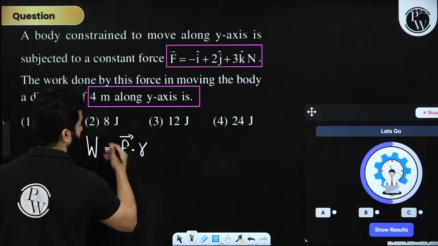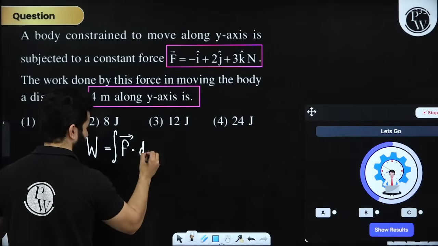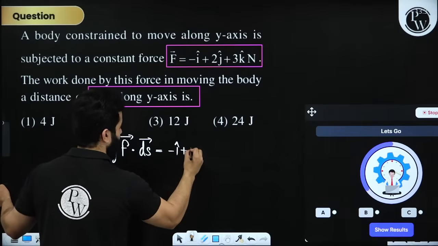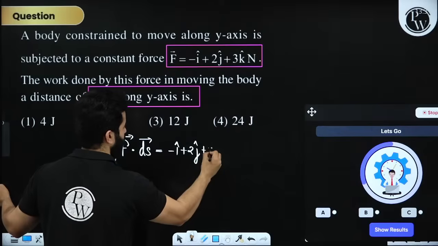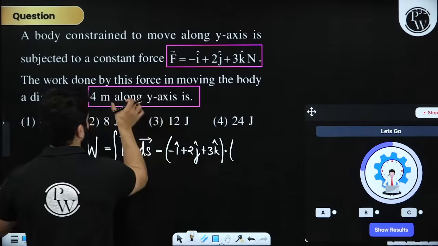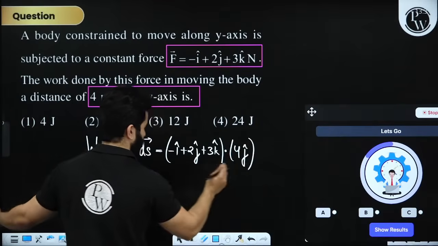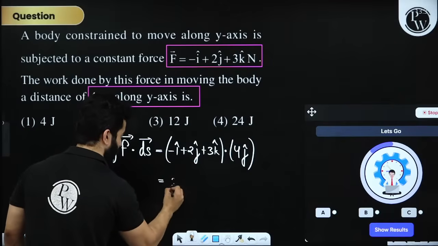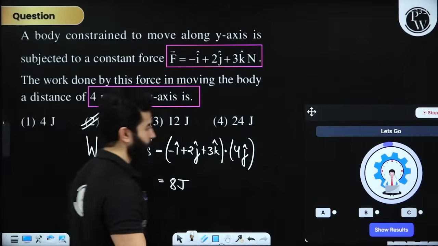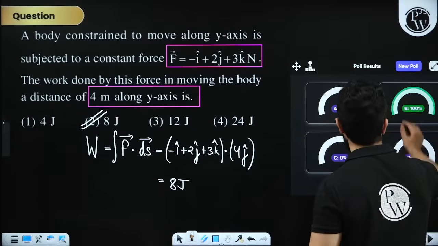So 4 meter along y-axis. Friends, force can be actually written as F dot R, and right now what we can do is integral of F dot ds. So force is minus i cap plus 2j cap plus 3k cap, and then dot 4 meter along y-axis, that means 4j cap. So simply the answer is going to be 8 joules. That's it. Option B. Good. Very, very good.